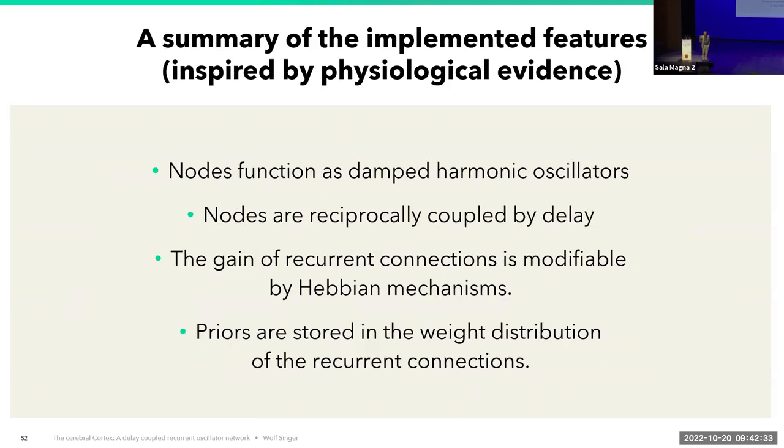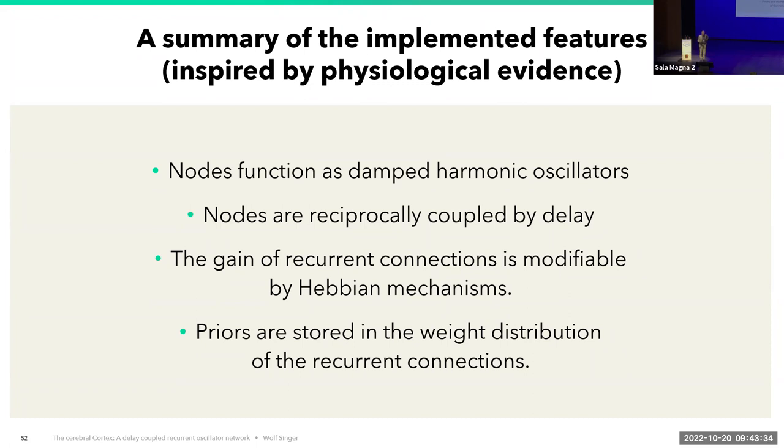So I summarize the features that we implemented in this recurrent network. The first big step was to configure the nodes as damped harmonic oscillators. Then we coupled the nodes with delay, because neurons conduct at finite speed, and allowed the connections to be modifiable by a Hebbian mechanism. Now, in some simulations, we implemented Hebbian synapses, they buy you something. In general, the network was trained in an artificial way with backpropagation through time, but it turned out that this training algorithm has exactly the same effect on network connectivity as if we had had Hebbian synapses in there. So it's just a technical detour.